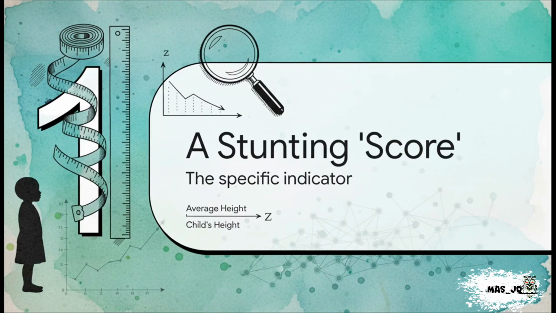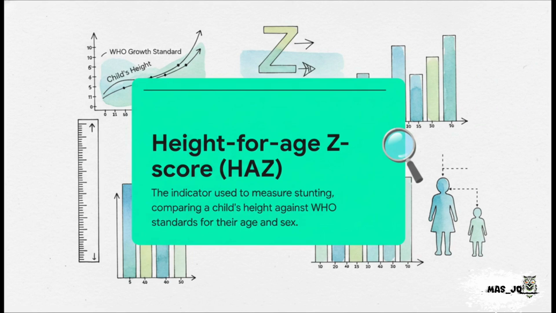To measure stunting accurately, we have to go beyond just the word itself and look at the very specific indicator that scientists and doctors rely on. And here it is, the height-for-age Z-score, or HAZ for short. Now, this isn't just a measurement in centimeters or inches. It's a comparative score. Basically, it tells us how a child's height stacks up against the World Health Organization's global standard for a healthy child of the exact same age and the exact same sex.